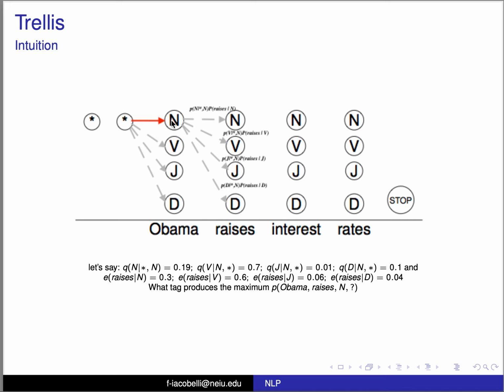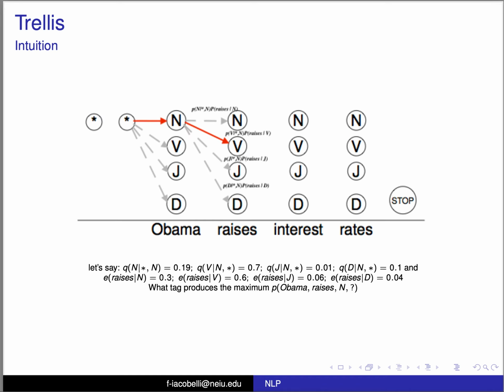Now, I'm going to go for all of these tags, and I'm going to look for, first, the probability that I see a noun followed by noun and star, and I see races tagged as a noun. Then here I'm going to look at the transition probability, so the probability of verb given noun and star, times the probability that races is tagged as a verb, and so on and so forth. And you can see in the example here which tag will produce the maximum. And I'll find out. Let's say that one.